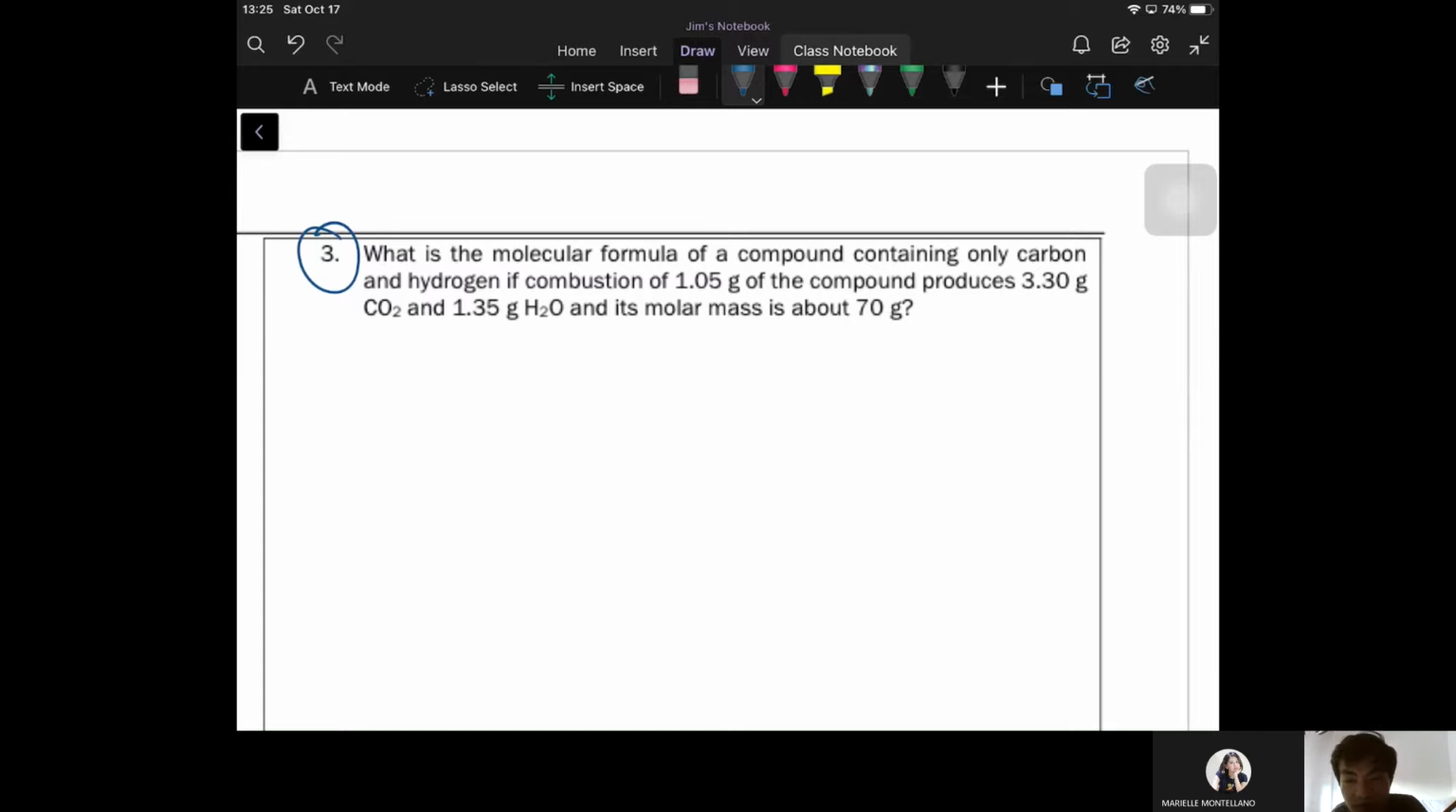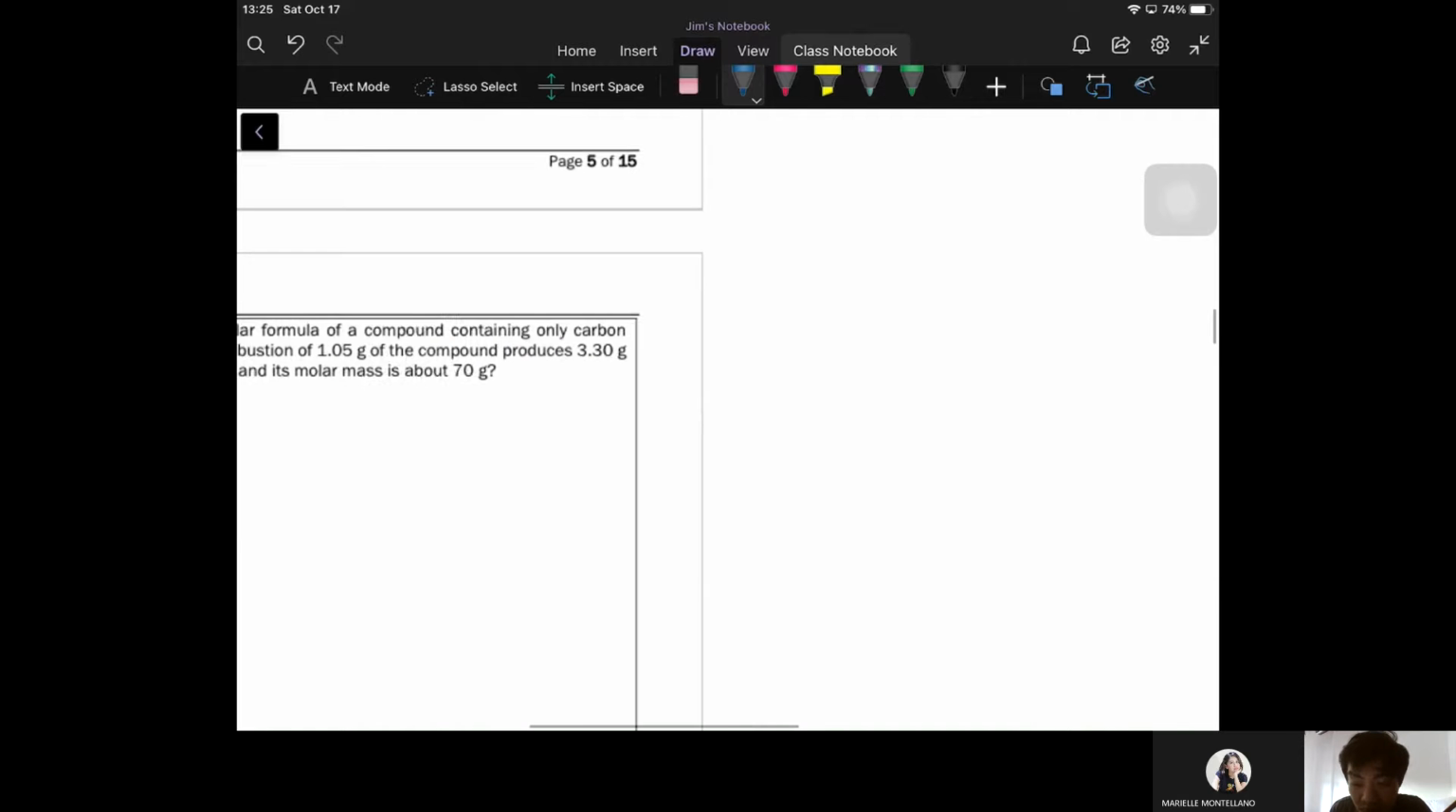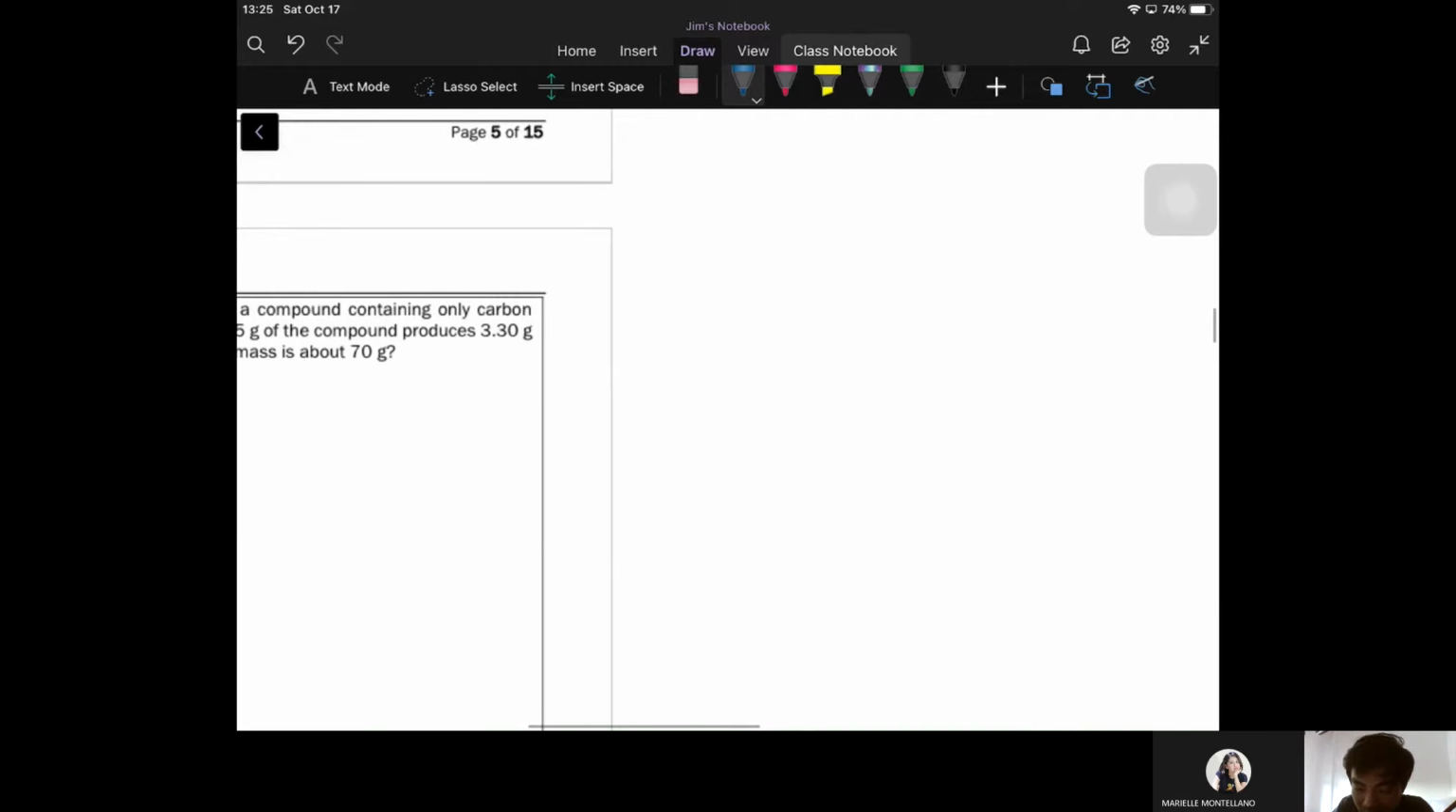So, ang gagawin nyo parate, no? Ang unang step is to convert the mass of carbon dioxide and the mass of water into mass of carbon and hydrogen, no? Siguro dito na lang sa gilid, no? Steps, no? Experimental determination.